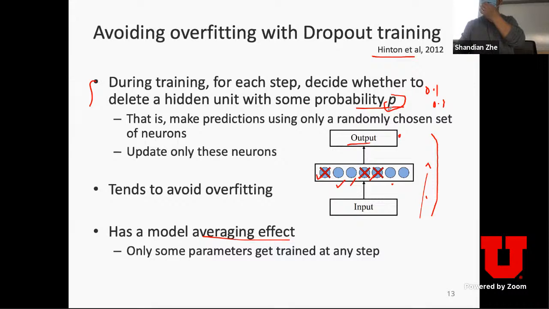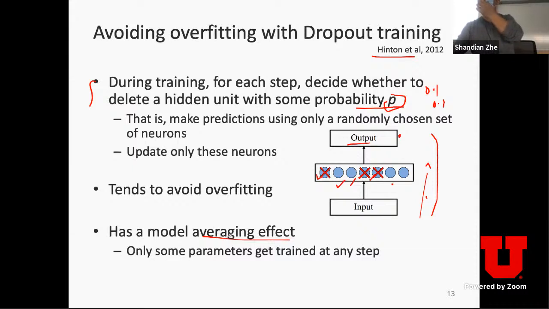This 10% is random. But you can imagine this time I delete this 10% of neurons, but next time I delete another 10% of neurons. They might have some overlapping parts. So you can imagine the whole training procedure is training different sub-models. And then finally, when you make a prediction, you still leverage all of the neurons. So it's essentially integrating the results of all the sub-models. That's why people claim that dropout training has a kind of model averaging effect.